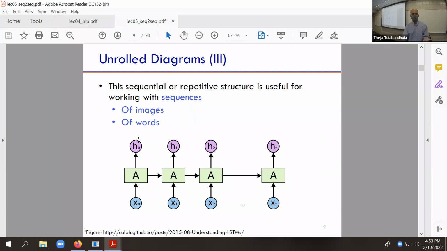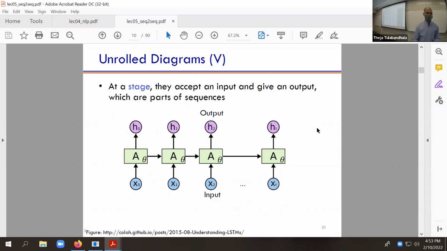Now, what is h naught? I'm using h naught only because I want to call them hidden vectors at some point. But you can also think of the output layer to be almost a hidden vector as well, in the sense that you're just labeling them as hidden vectors or output. So that's why we're calling it h naught, h1, and so on. So this function A here, or this block of computation A, accepts an input, gives out an output. It also accepts an output from the previous time A was used, and sends an output to the next time A will be called, if it is called.